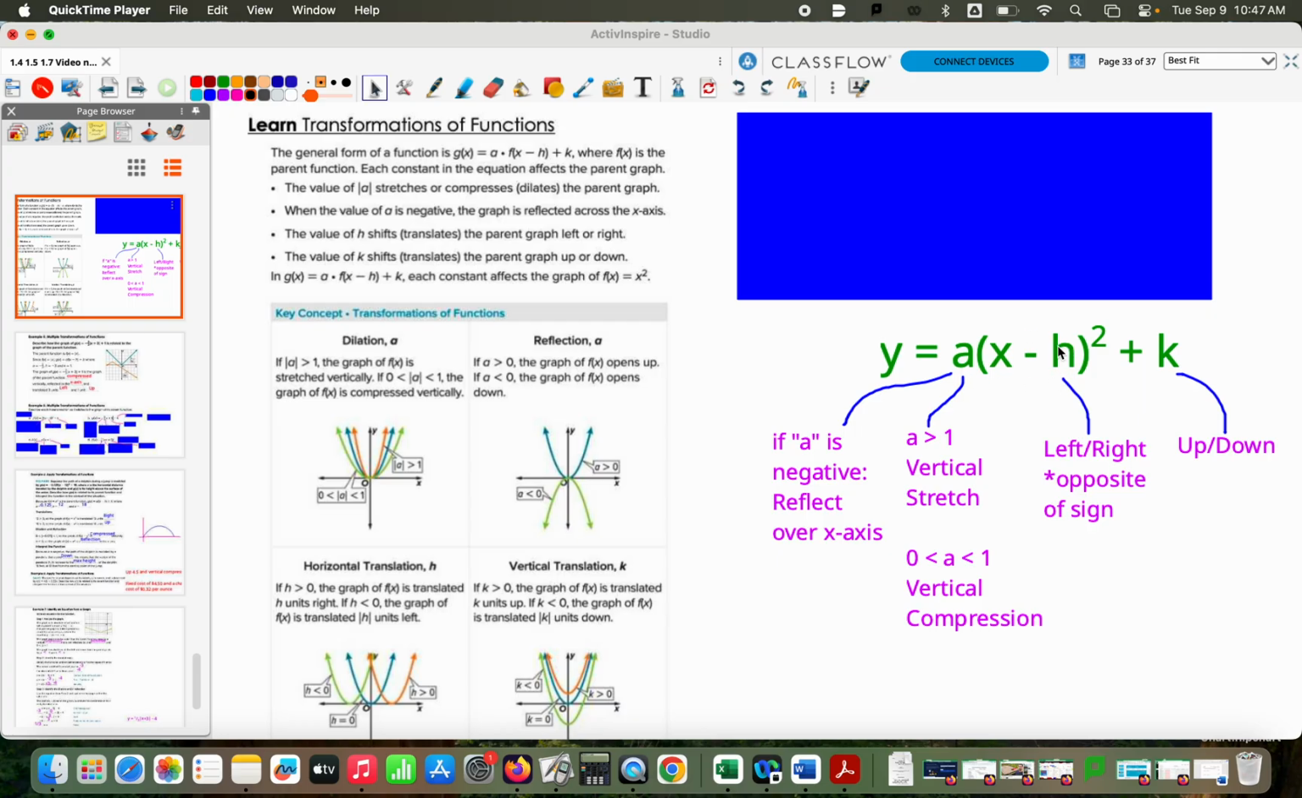Your h value here with the x would move it left and right. It's always the opposite of what the sign would be. And k is probably the nicest thing. That moves the graph up or down. What you see is what you get. A couple others, but these are the main ones I need to test you guys on.